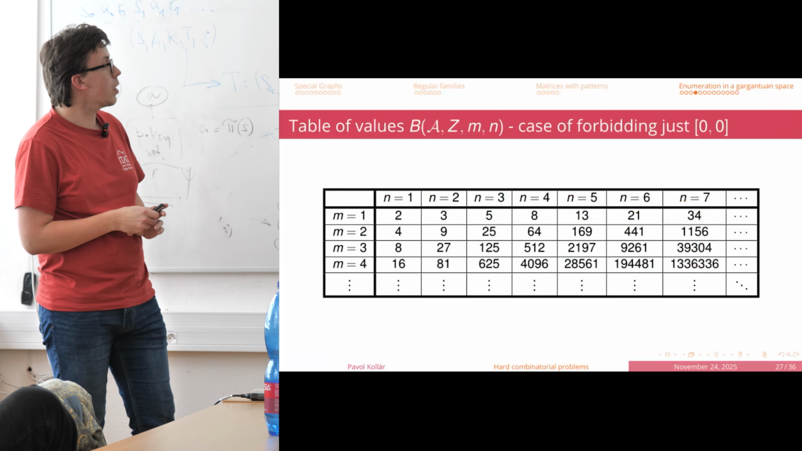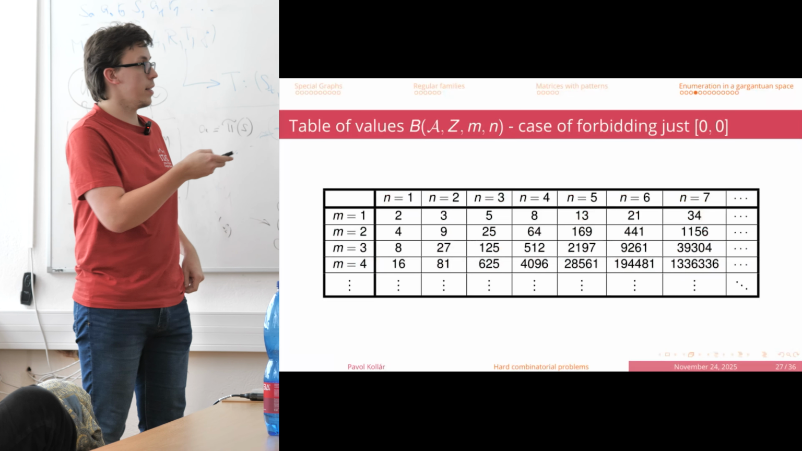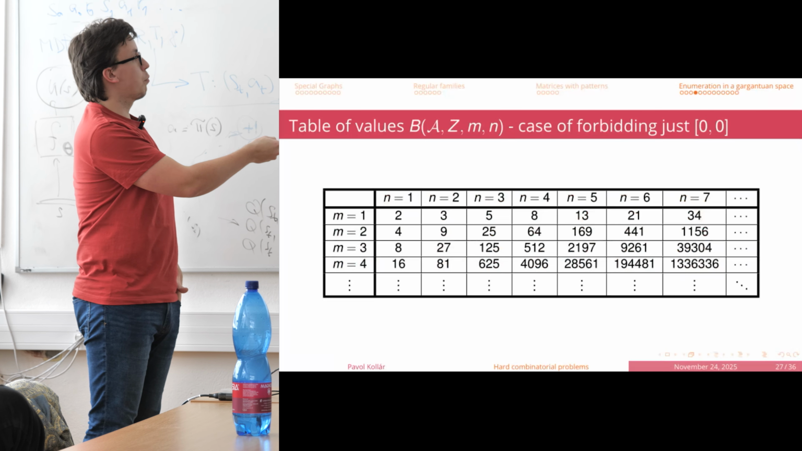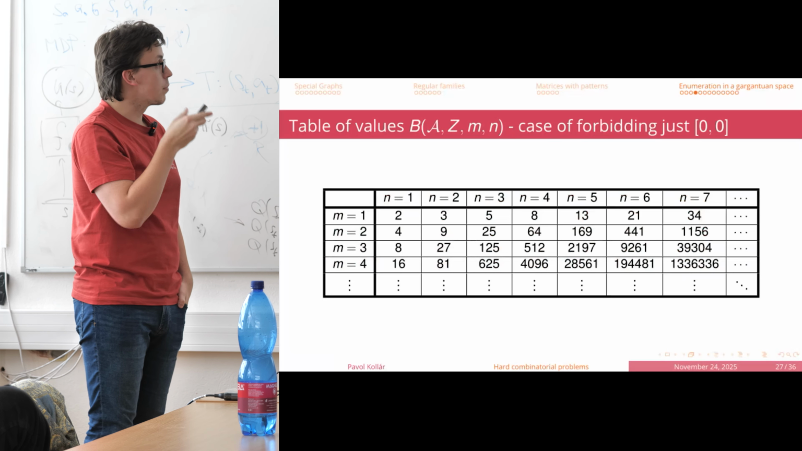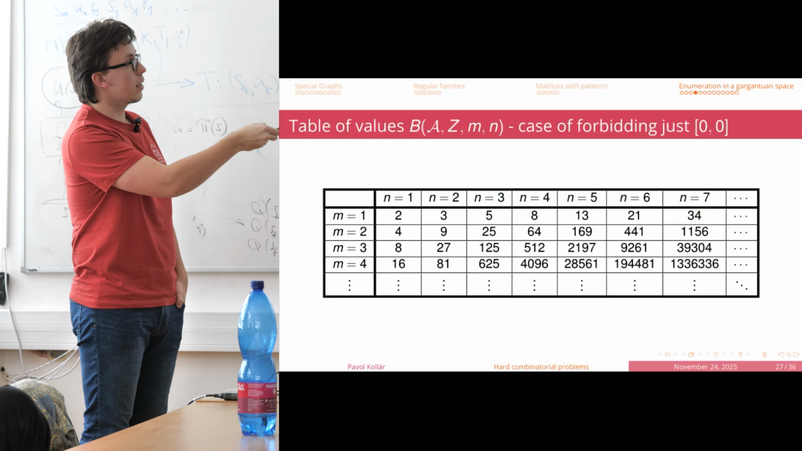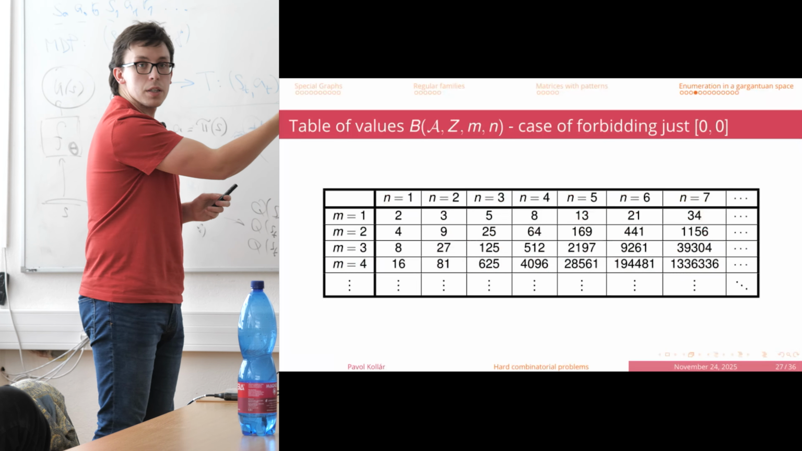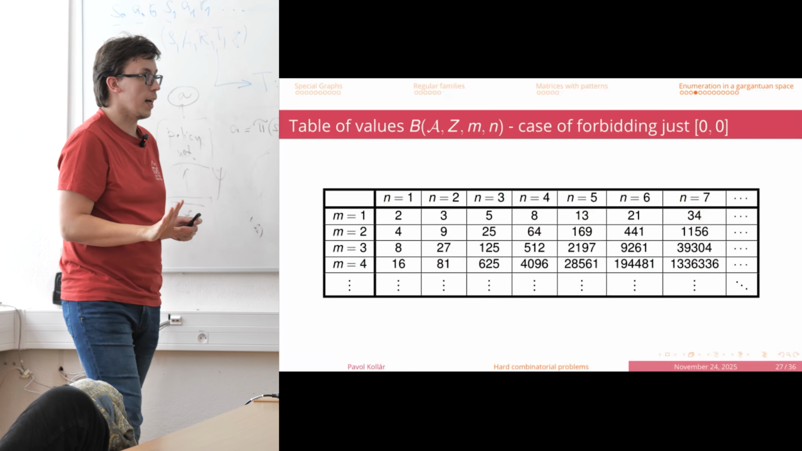which is precisely what they did in the paper. And that allows you to create a table of values, which is just the number of boundary matrices of m times n size. In this case, this table is the boundary matrices where you forbid two zeros to be next to each other in a row. Being below each other, that's fine. We don't forbid that.